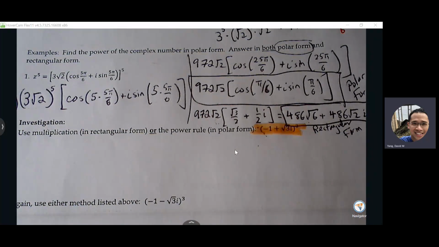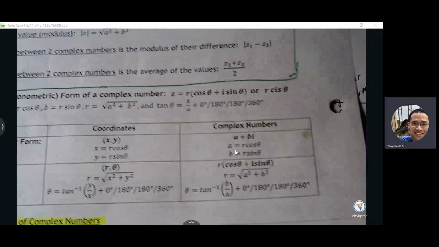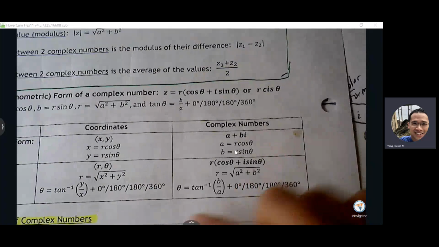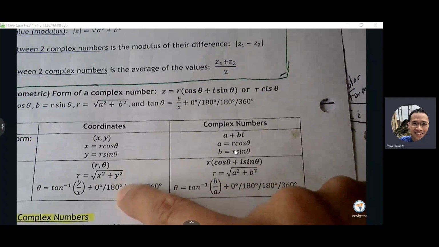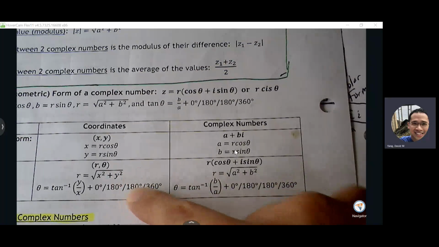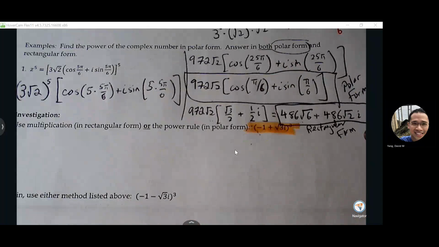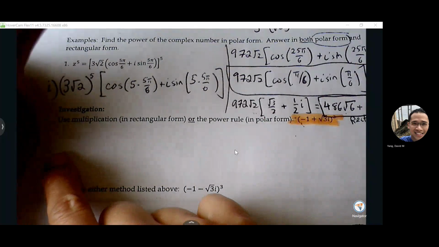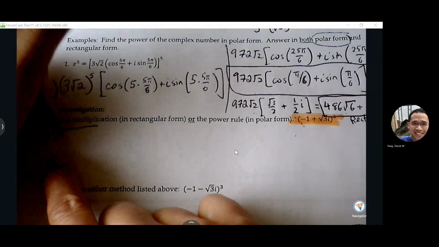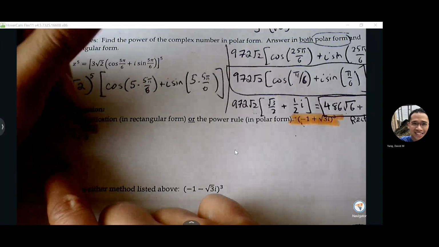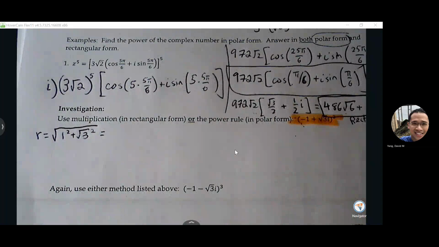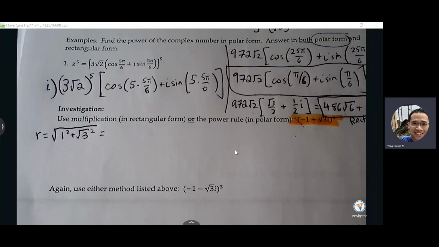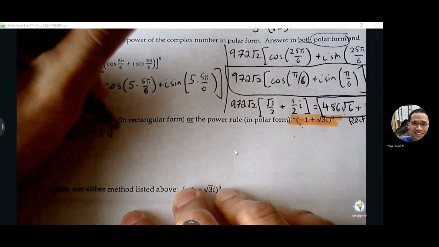Once we get into polar form, then we can just follow this rule. So this just feels a little bit cleaner. We're going to have to go through our process to convert our rectangular form to polar form. So we're going to have to go through the Pythagorean theorem and inverse tangent. So 1 plus 3 is 4, root 4 is 2.